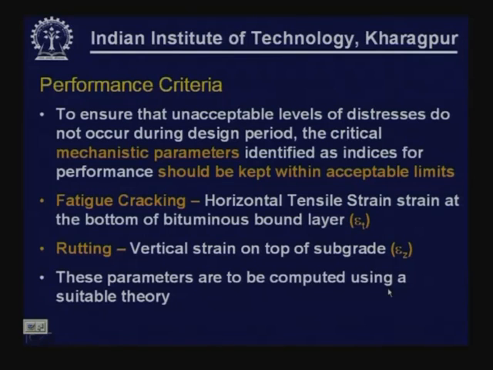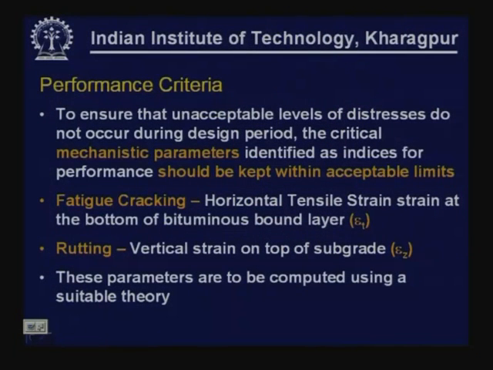To ensure that these unacceptable levels of distresses, just defined, do not occur during the design life period, the critical mechanistic parameters identified as indices for performance, which you may recall are vertical strain on top of subgrade and horizontal tensile strain at the bottom of the bituminous layer, should be kept within acceptable limits. To ensure that the pavement does not have unacceptable levels of fatigue cracking and rutting, we have to keep these critical mechanistic parameters within acceptable limits. What these acceptable limits will be is different for different conditions; we will discuss this subsequently.